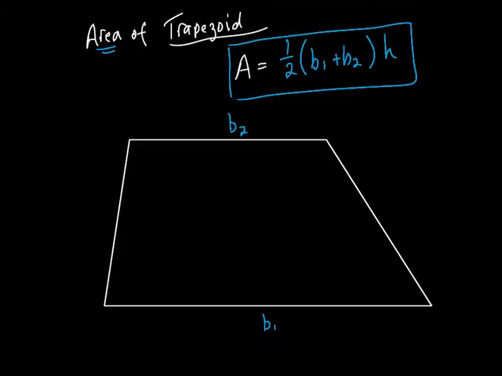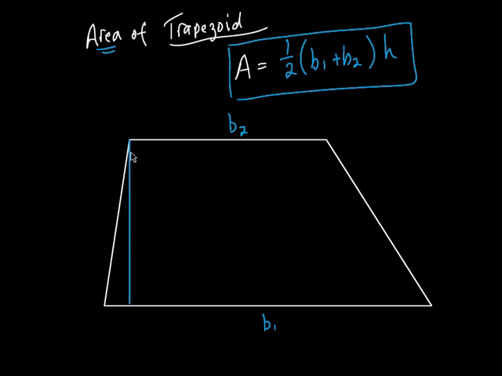Oh, I'm sorry. You're absolutely right. Sorry about that. I completely forgot the height. Yeah, absolutely. What's the height of this? Is it this one? Is it this one? What do you think the height is? That's right. It's perpendicular to the 2 bases. Exactly right. So it's perpendicular to here.